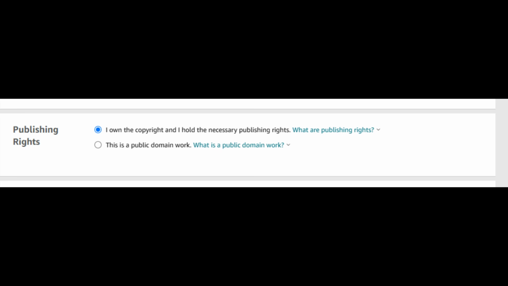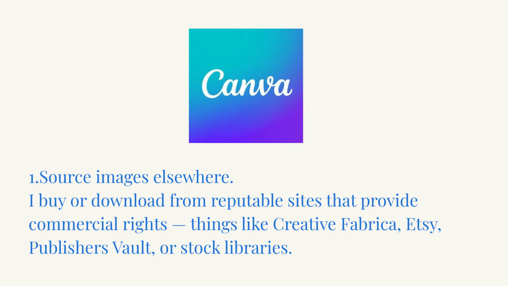So how do I use Canva safely for my books? Here's my simple workflow. First of all, source images elsewhere. I buy or download from reputable sites that provide commercial rights, things like Creative Fabrica, Publishers Vault, or Stock Libraries, or Etsy. I find that Etsy is a really good source because you can actually talk to the designers, and that can also be the case with Creative Fabrica. You can contact the designers, and if you have any questions about the license, they can then answer you directly. So those are really good sites to have, and I will leave a link below the video.